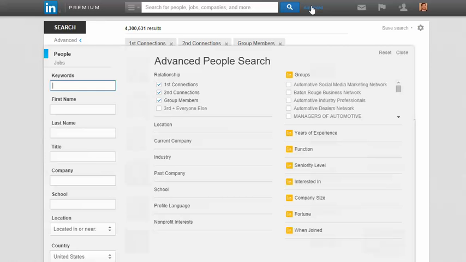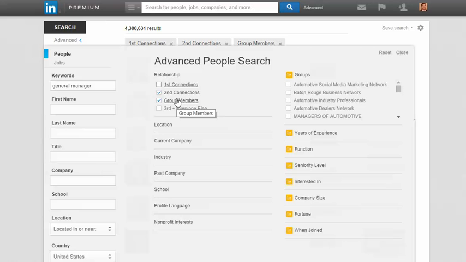It may be a president, maybe a vice president, it may be a procurement officer. Depending on what your industry is, figure out who you need to contact. And what you're going to want to do is go over here and type in keywords that would be in their title. So for me, I know that general manager is what I'm looking for. So I'm going to type in general manager here. I don't want first connection, so I'm going to untoggle that. I do want second connections and group members.